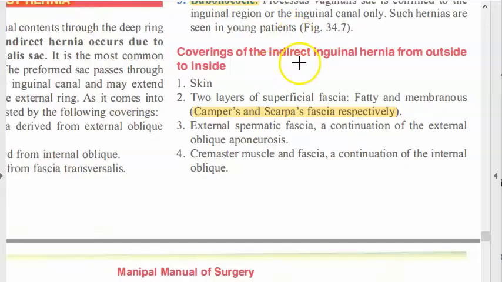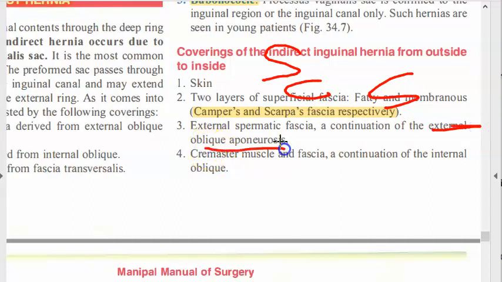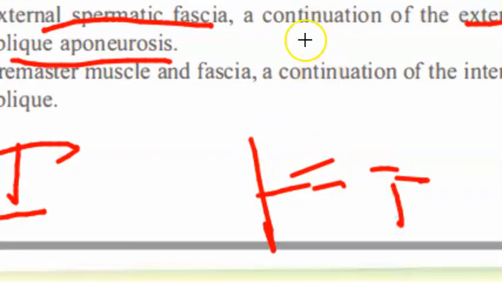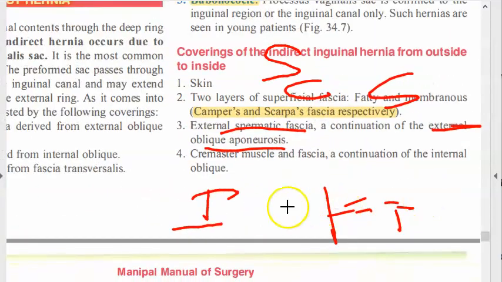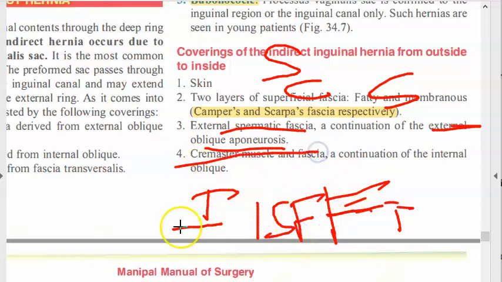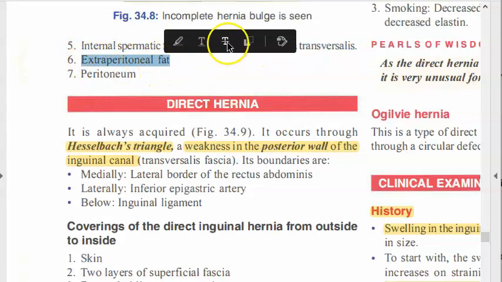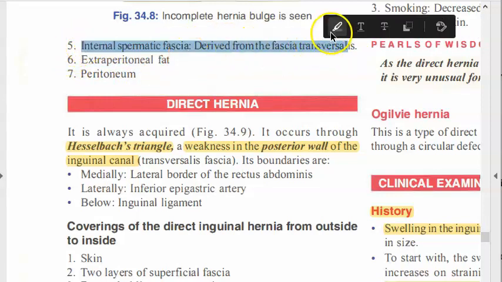This makes sense. So this is skin. Then you have the Camper's fascia, Scarpa's fascia, no doubt. Here then you have the external oblique aponeurosis, external spermatic fascia, which is nothing but a continuation. Then here you have the internal ring, which has the fascia transversalis. The fascia transversalis itself is called what? Internal spermatic fascia, isn't it? So between these two you have the cremasteric muscle and fascia. Makes sense. So internal spermatic fascia, fascia transversalis. Then going further inside, you'll get extraperitoneal fat and peritoneum. Okay, this is easy. You should hopefully understand this.